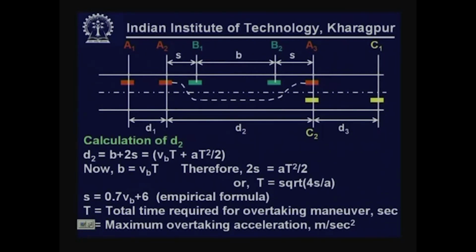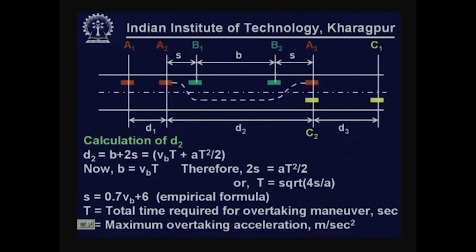Therefore, d2 is Vb into T. So, as a result, we find that 2s is equal to half a T squared, or T is the square root of 4s by a. Now, s is the minimum spacing between two moving vehicles, which is also often taken as 0.7 Vb plus 6. This is an empirical formula. Vb is expressed in meter per second, and s, the spacing, is also expressed in meter.